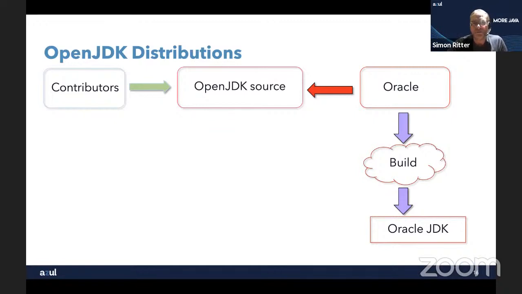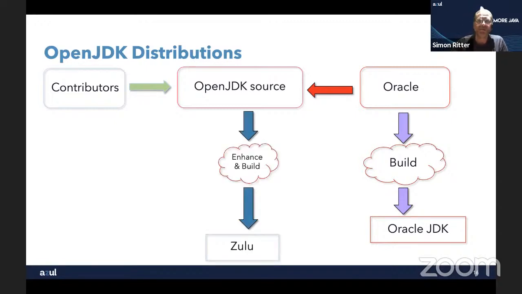Other people build directly from OpenJDK source. So in the case of Azul, we build our distribution called Zulu. We will take the source code, we will maybe make some changes to it, we will then build it and provide Zulu as a distribution. That is licensed in the same way as the OpenJDK source code, GPL v2 with classpath exception.